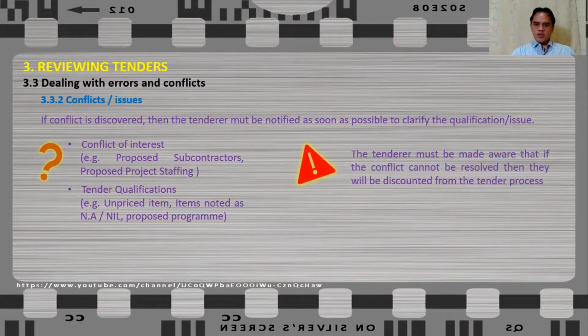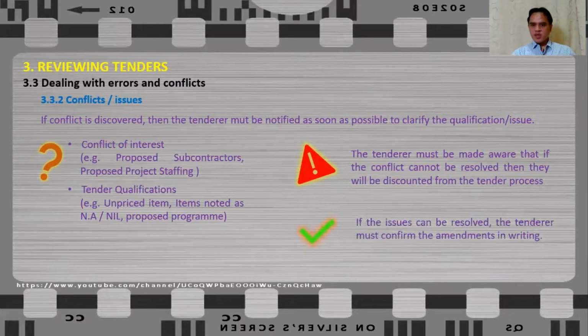The tenderer must be made aware that if the conflict cannot be resolved, then they may be discounted from the tender process. It must be made clear that if this conflict cannot be settled, then they will be disqualified, or their tender will not be accepted or will be rejected. And if the issues can be resolved, then the tenderer must confirm the amendments in writing. So that's how to deal with conflicts and issues.